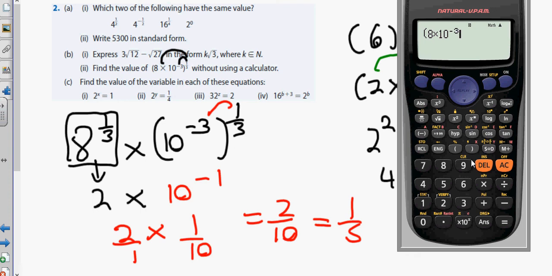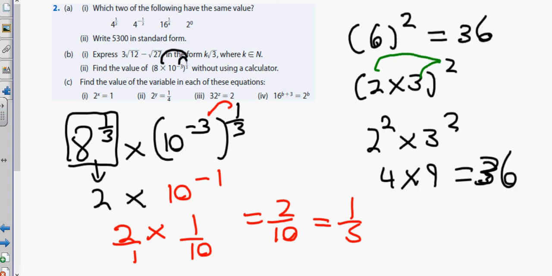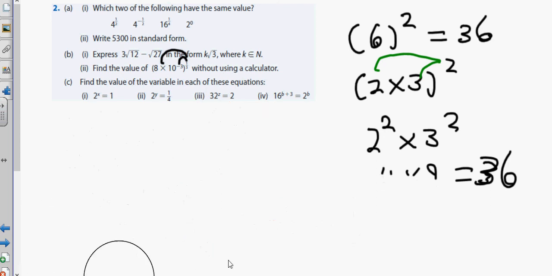Bring it over to the power of a third. There it is, a fifth, so we know our answer is correct. Okay, but we showed the workings, which is what they were looking for regards to marks. Now, next one.